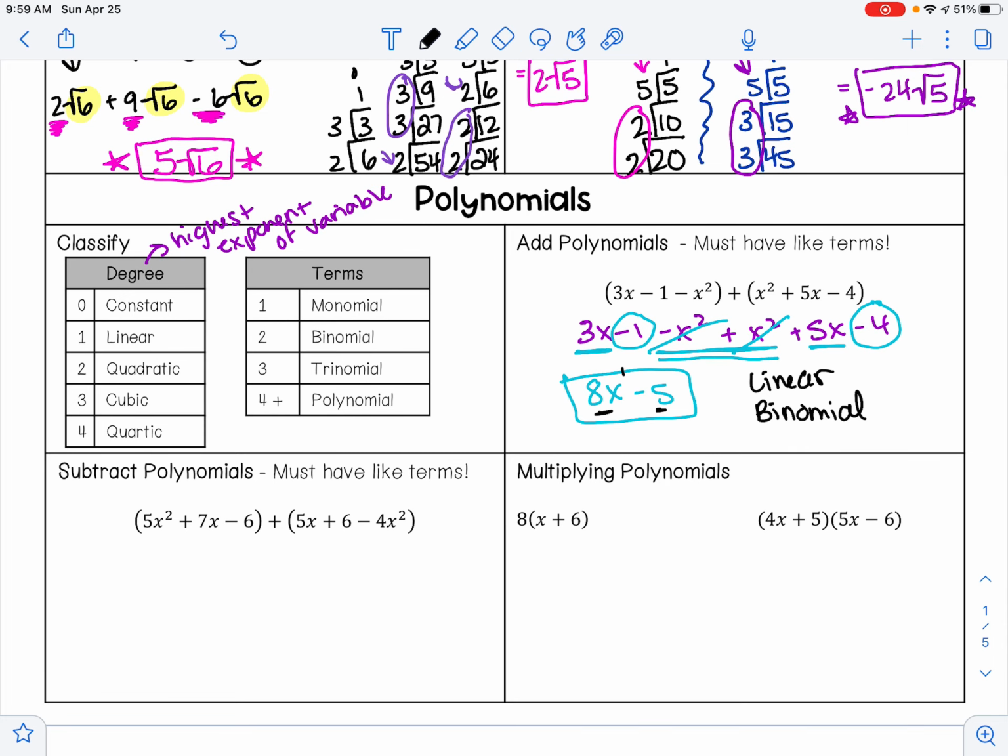Same thing with subtracting polynomials. Here, this should be a minus sign. That will be fixed on yours. You also need to have like terms. So when I look at this first set of parentheses, there's nothing to distribute here. And so I can just go ahead and bring down those. So 5x squared plus 7x minus 6.